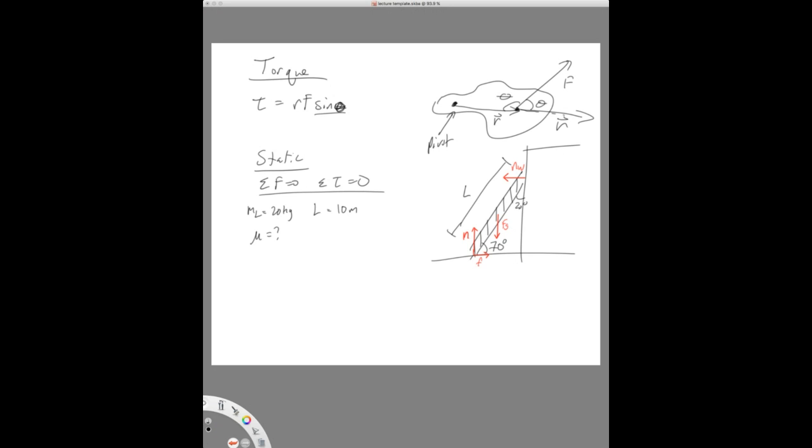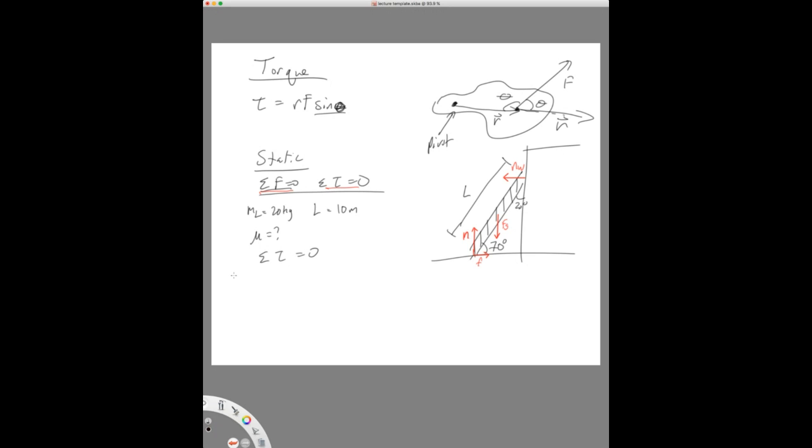So we have a couple options. We can use net force equals 0, or net torque equals 0, or possibly both. What we saw last time is that sometimes just using torque is enough. So let's try to just use torque. Say net torque equals 0.